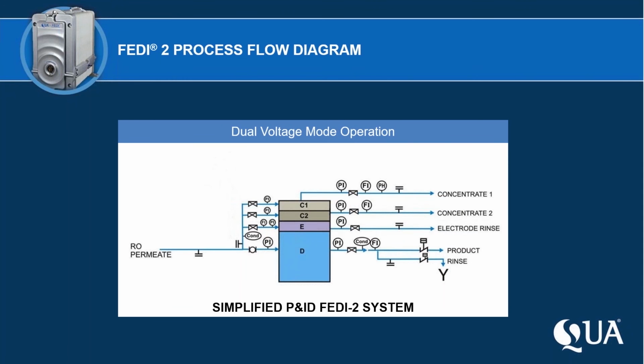So here's a dual voltage mode where we have the electrode, we have one diluting compartment, and we control the voltage on each stage.